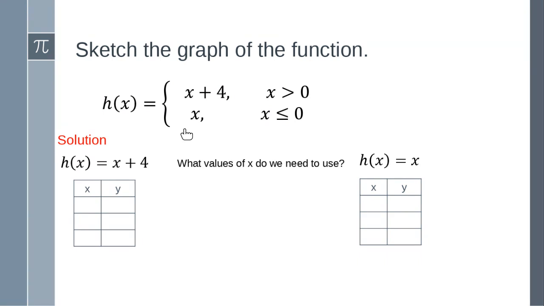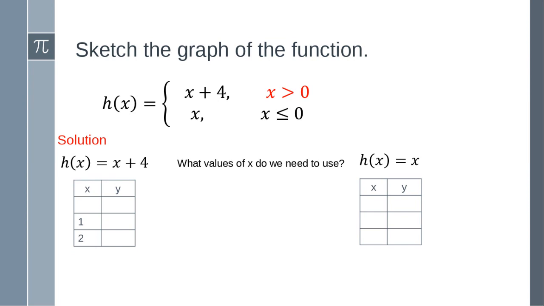So for this first one, for x plus 4, since I only want to use values that are greater than 0, I don't want to use -1, I don't want to use -2, things like that, right? We want to use only positive values. So I can pick any value that I want in order to evaluate this one. So again, always be nice to yourself, pick easy numbers.